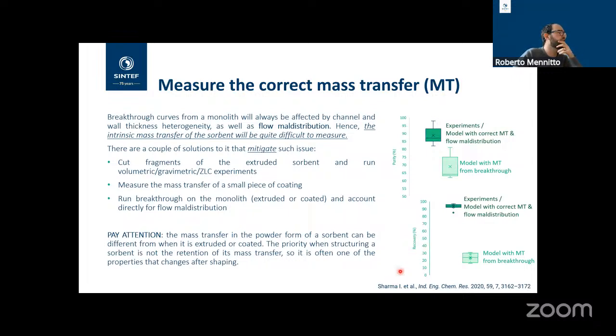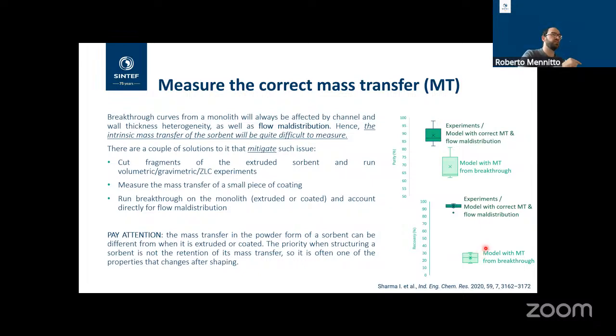Colleague Ishan Sharma basically investigated the effect of a real monolith and flow maldistribution to predict process performance. I guess it was a pressure vacuum swing adsorption system to separate CO2, and there were experiments available in literature on purity and recovery from the process. And what he did was to take a breakthrough that was available on the monolith and fit a linear driving force coefficient to match the dispersion. And if he was using the same linear driving force coefficient to predict purity and recovery, he was ending up very far from the experiment. So the model with the mass transfer from the breakthrough was totally a failure, effectively.